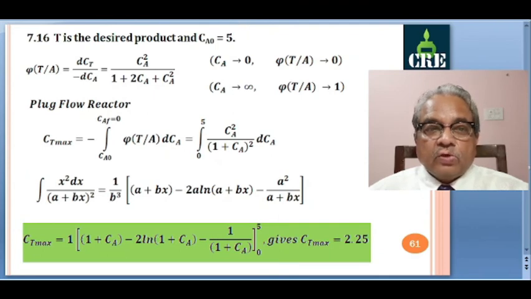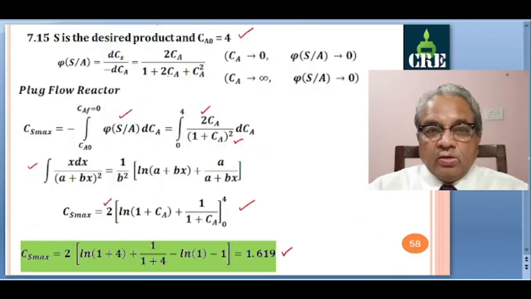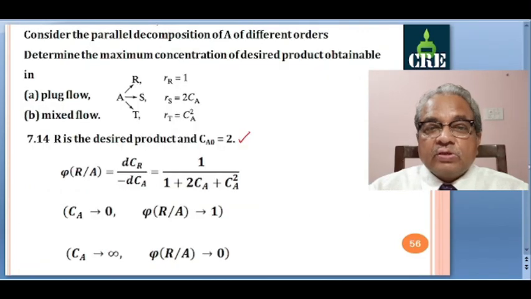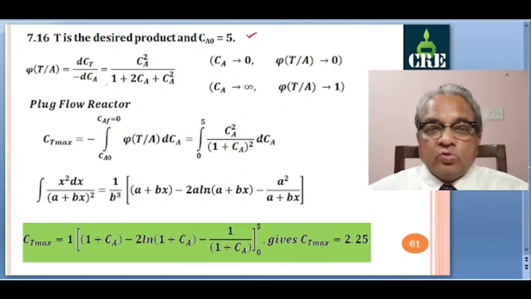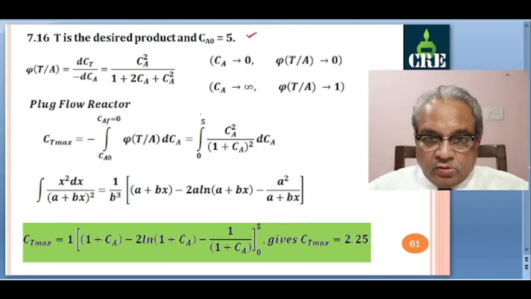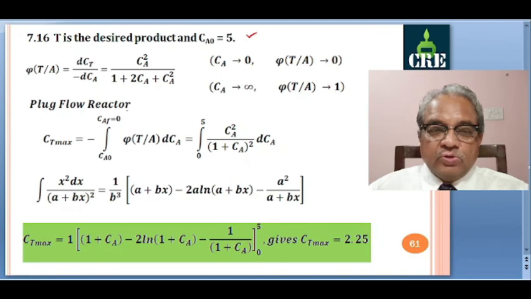Problem 7.16. Here T is desired product and Ca0 is given as 5. T is desired product, so the numerator will be your last equation, that is Ca square. Denominator remains same. So Ca square by (1 plus Ca) whole square. At low value tending to 0, this is 0. At high value tending to infinity, this becomes 1. So your yield varies from 0 to 1.